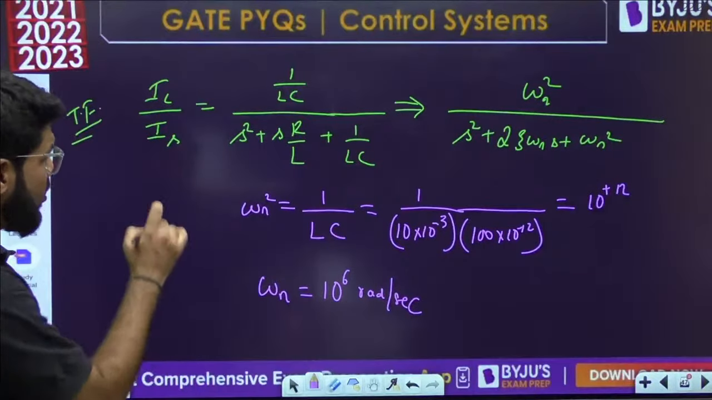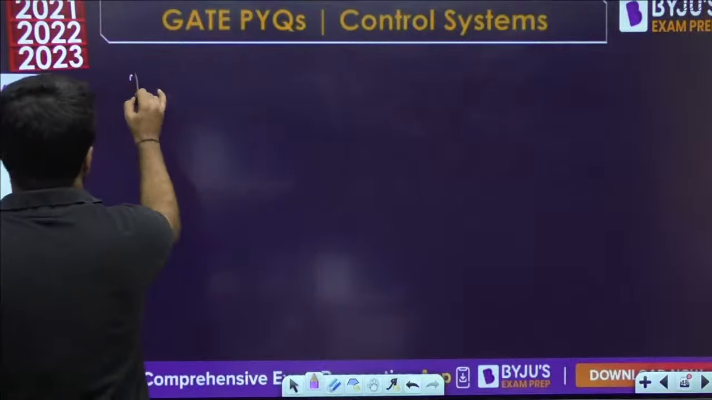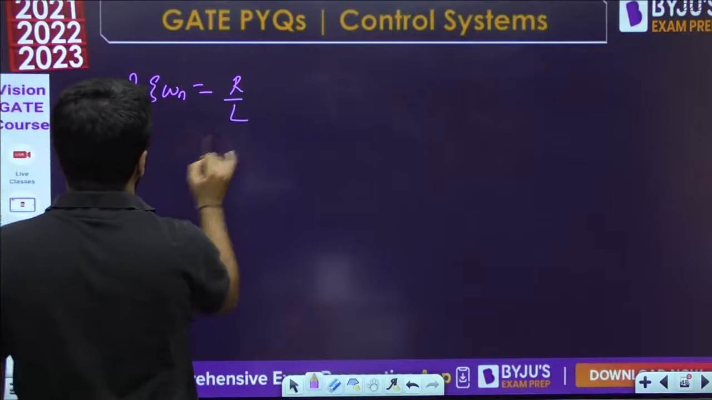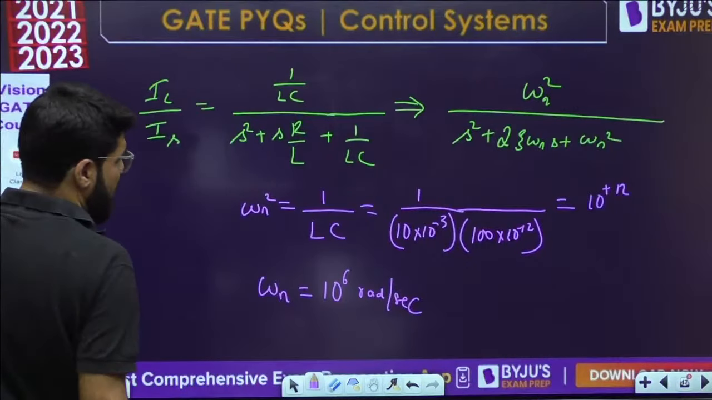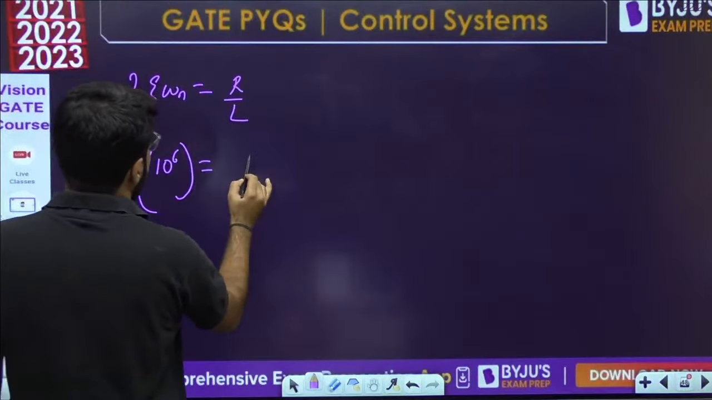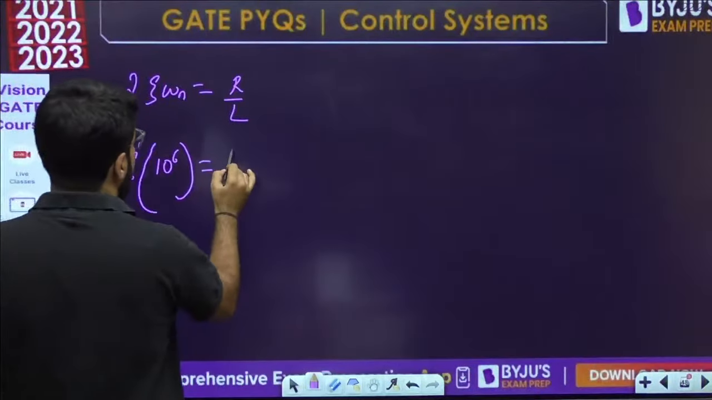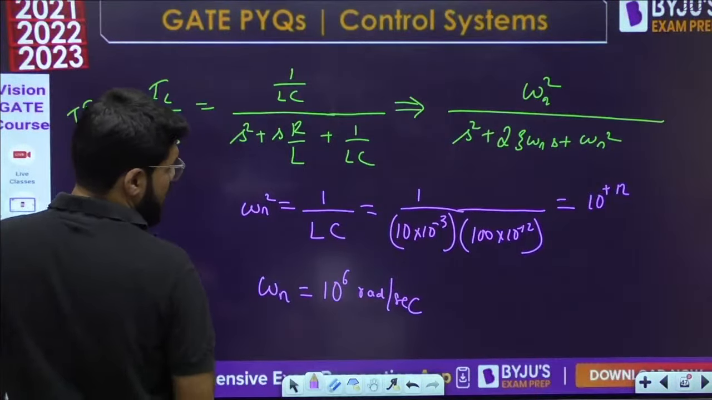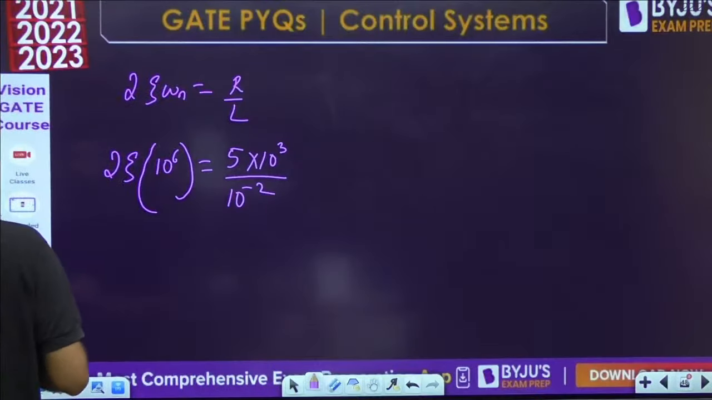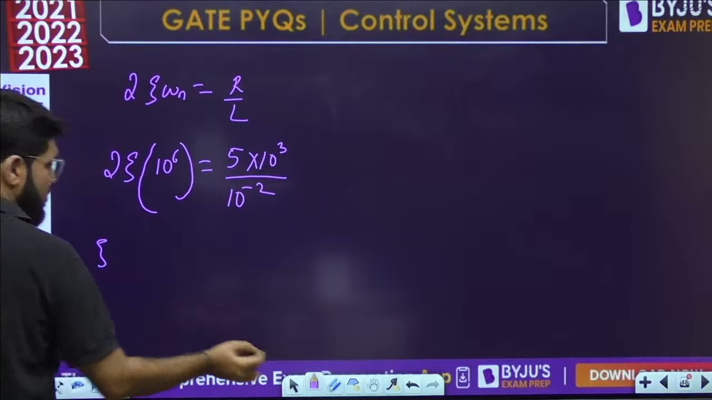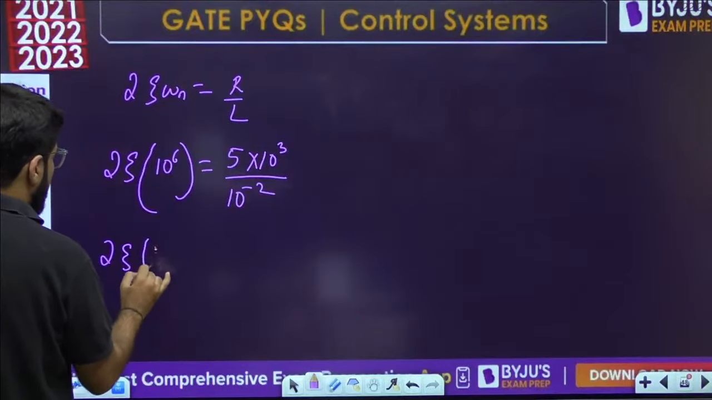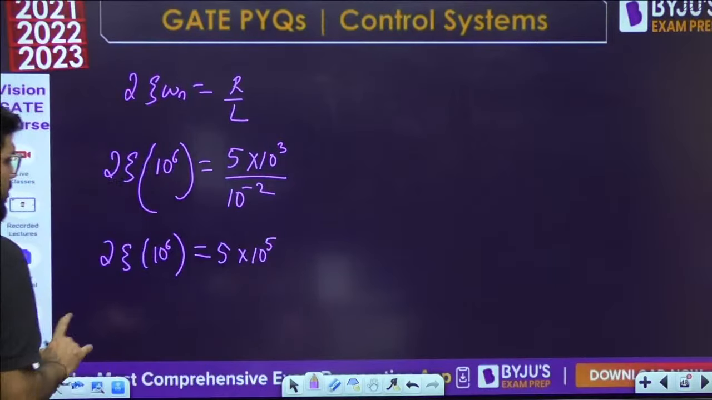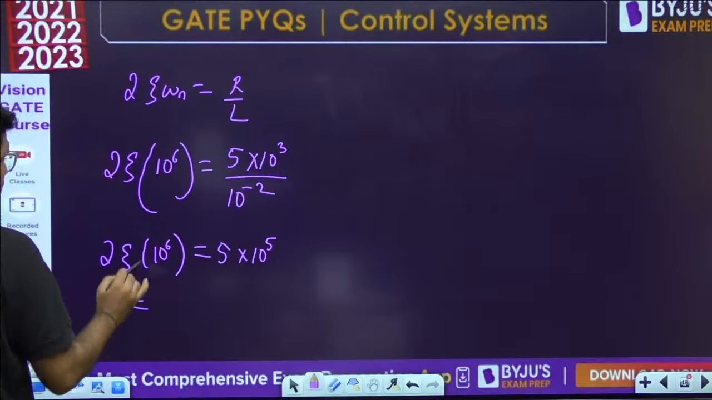That was omega n square. Now from here, we can calculate the zeta as well. Okay, so now I have 2 zeta omega n as how much? As R by L. So 2 into zeta into omega n, that is 10 raised to the power 6, is equal to R. What is the resistor given? 5k, divided by the value L, that is 10 raised to the power minus 2. Okay, so I have the value of zeta. 2 zeta 10 power 6 is equal to 5 into 10 power 5 actually. Okay, so 10 power 5 completely cancelled.